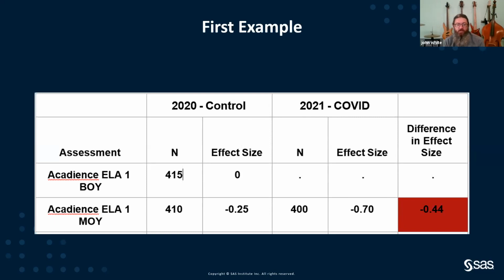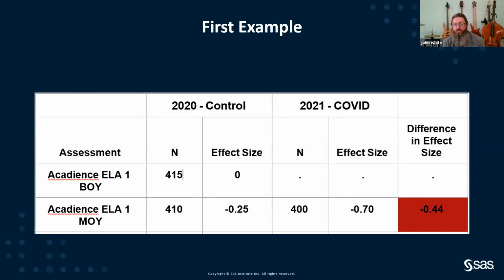So I just want to walk through this a little bit again. For the control group, trying to interpret the effect size of negative 0.25, what that tells us is that your LEA performed a little lower than average based on all of the other LEAs that administered that same local assessment, the Acadience ELA MOY grade 1 assessment, in the 2020 school year. So you performed a little lower than what you saw on average across all those LEAs.